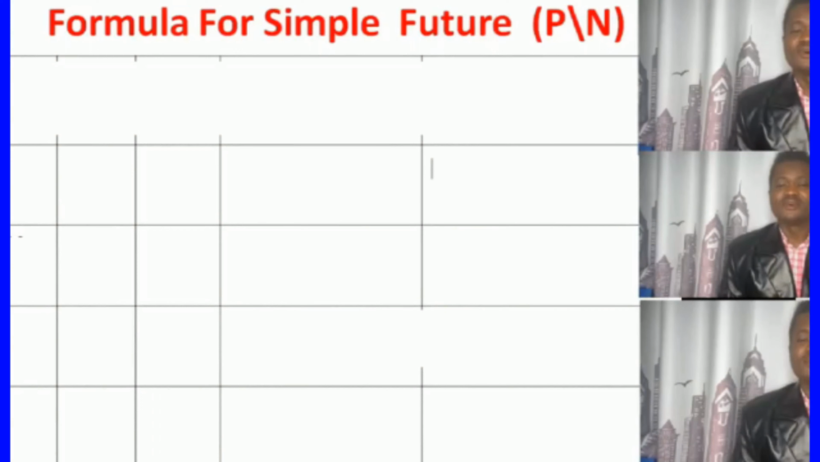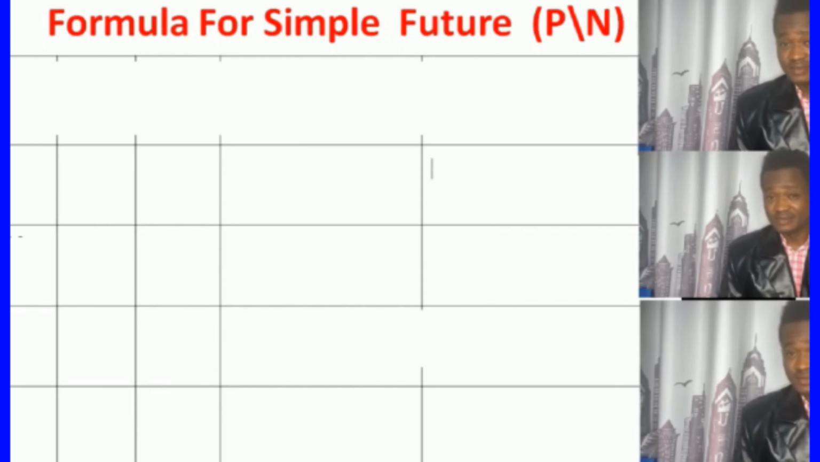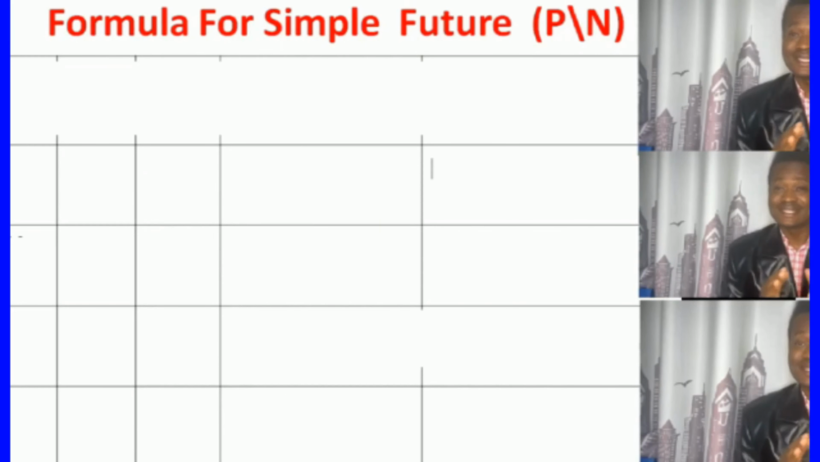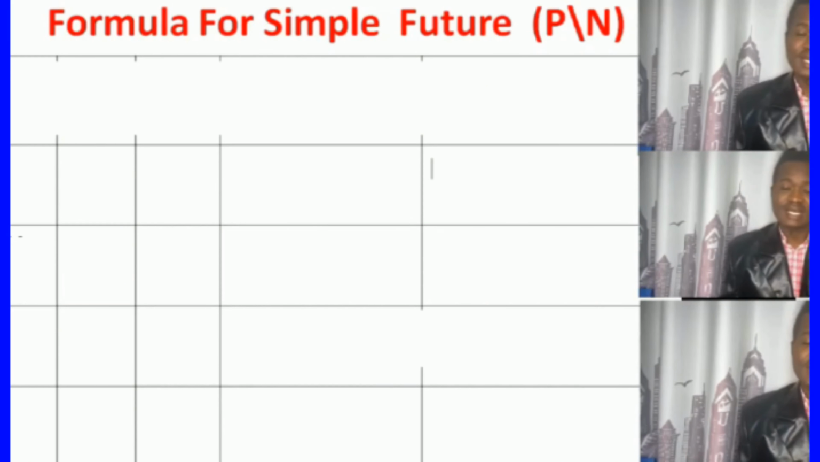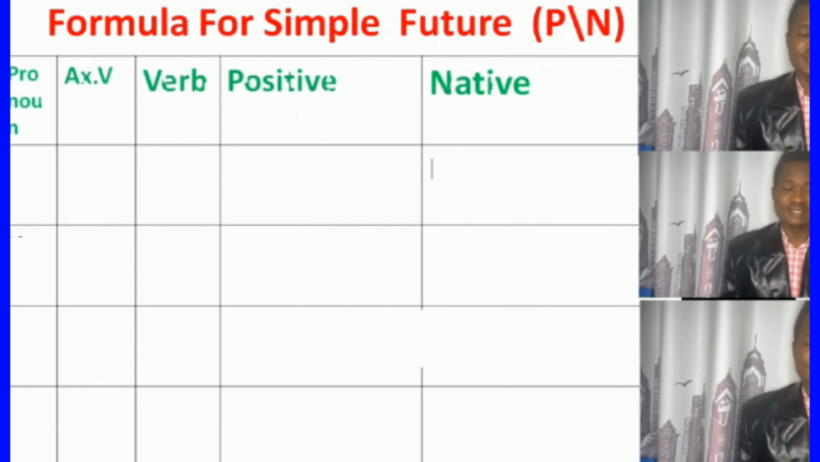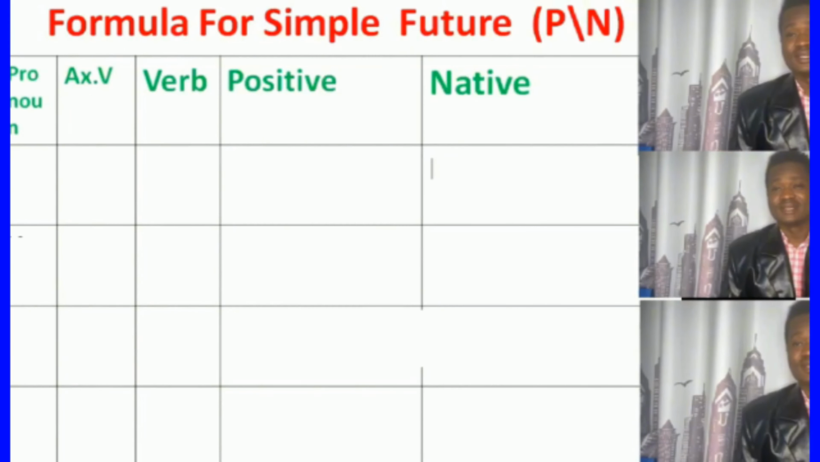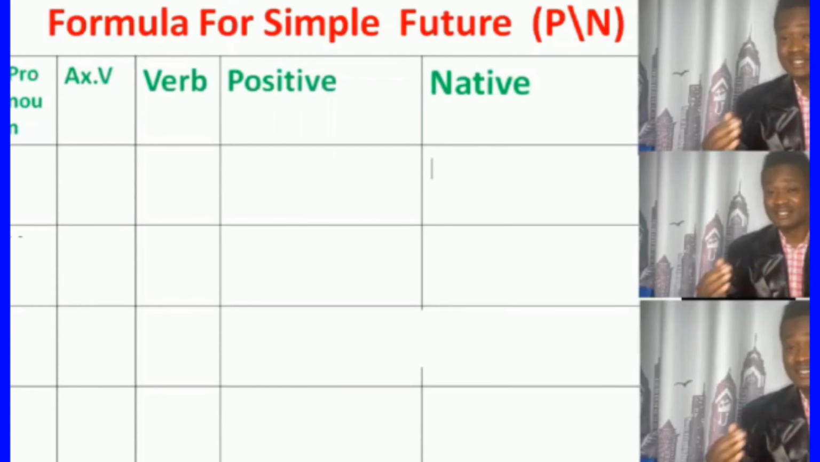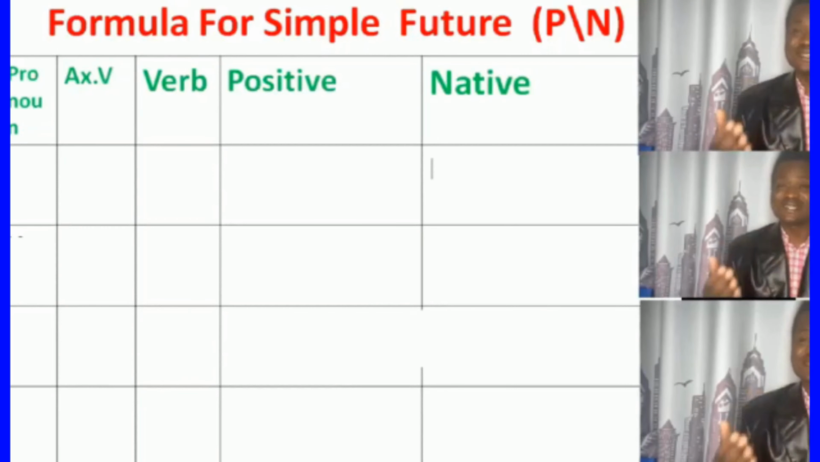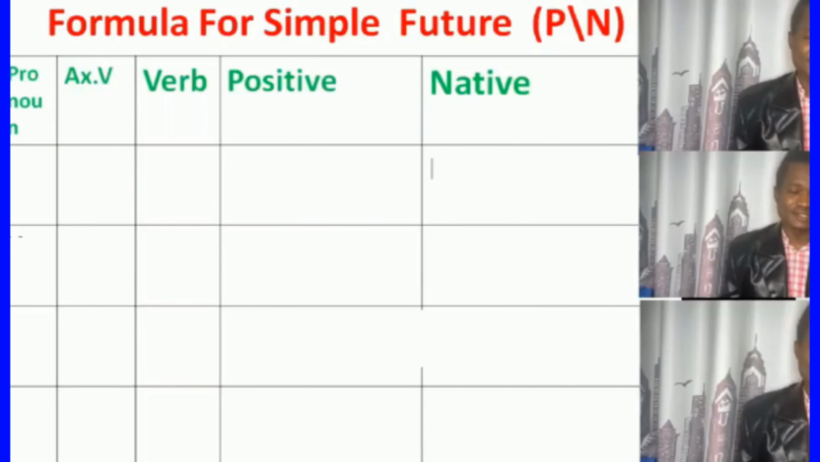Formula for simple future. There is a positive and a negative form, and a positive form we call an interrogative form. Let's analyze this table for the formula for simple future. Here we have the pronouns, the auxiliary verb, and the main verb. Then we have the positive and the negative.